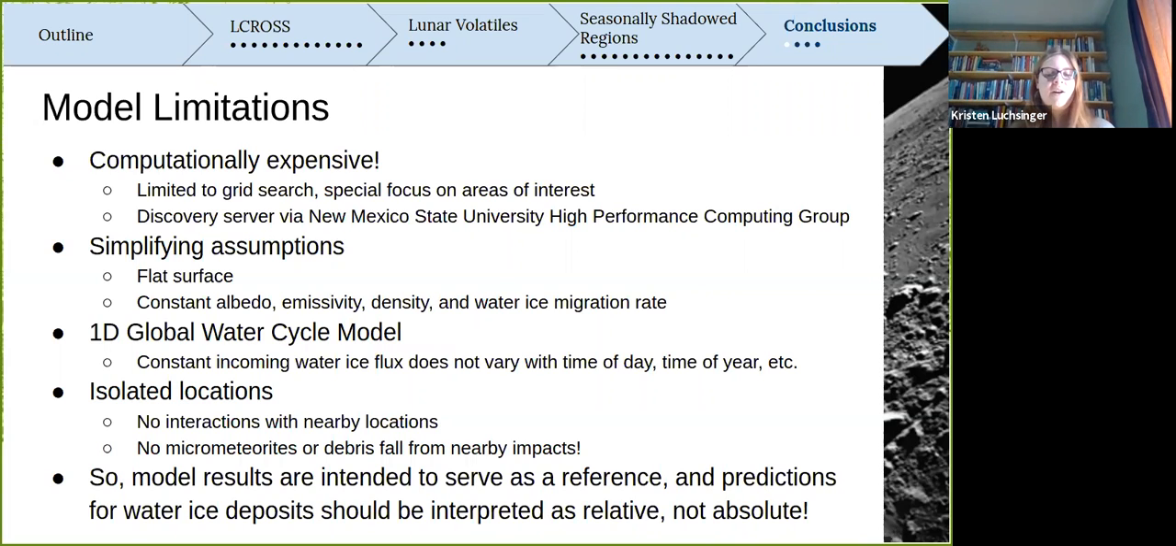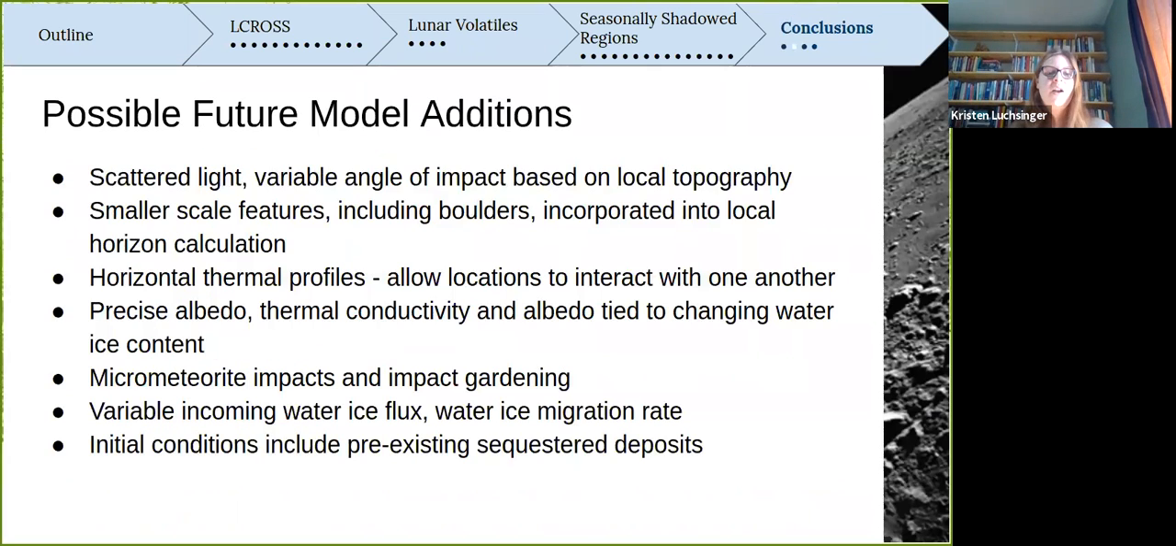So my model results are really intended to serve as a reference for possible water ice behaviors, and any predictions for water ice deposits should definitely not be interpreted as me trying to say that they actually exist. What I'm trying to do with this model is explore possible water ice behaviors and talk about how these behaviors, particularly the interactions between the transient surface deposits and anything a little bit more sequestered, might give us leverage in order to better understand sequestration processes and the various vertical transport processes going on in lunar shadowed regions.